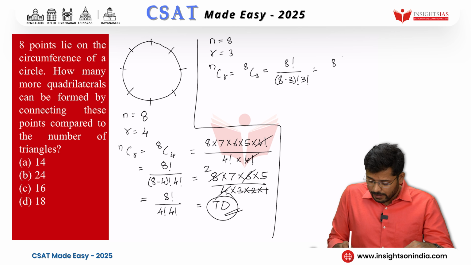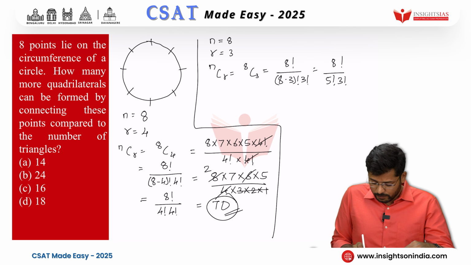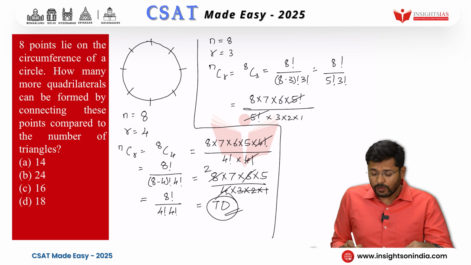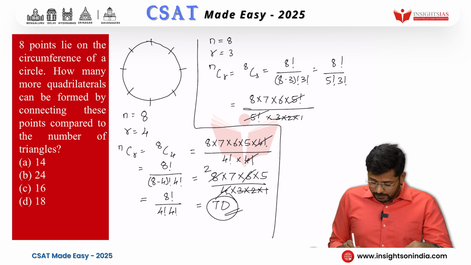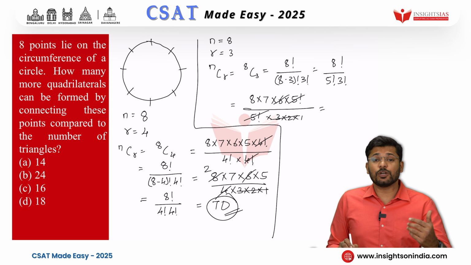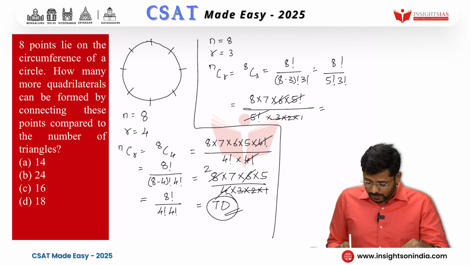That would be 8 factorial divided by 5 factorial into 3 factorial. How much would that be? That would be 8 into 7 into 6 into 5 factorial divided by 5 factorial into 3 into 2 into 1. We can cancel out 5 factorial and 5 factorial. 3 into 2 and 6, we can cancel them also. So you are left with 8 into 7, that will give you 56.